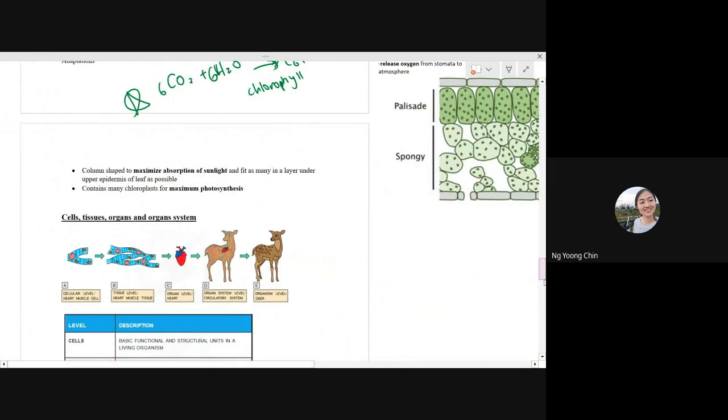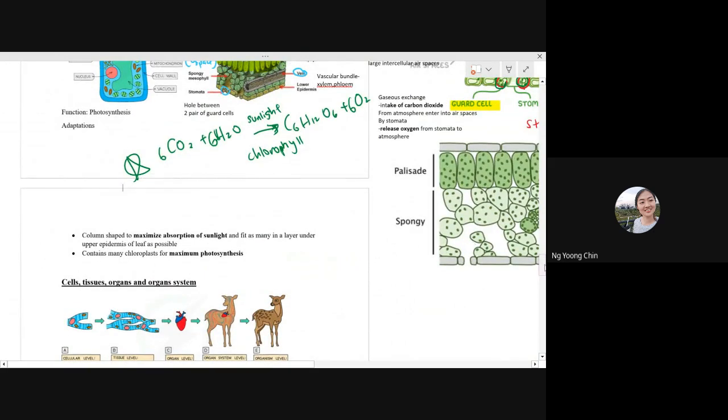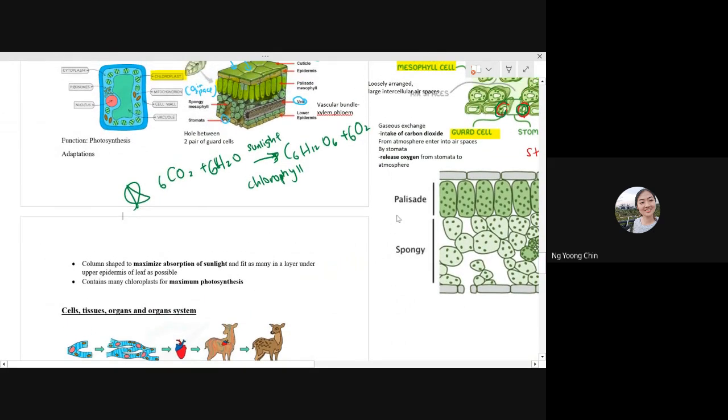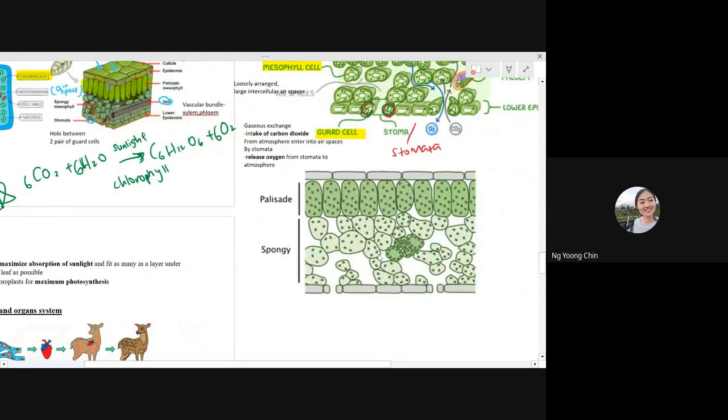Okay, so as you know, the palisade mesophyll cells have chloroplasts and they have the highest number of chloroplasts compared with the spongy mesophyll cells. They contain the highest number of chloroplasts. Spongy cells have a lesser amount, just a moderate amount of chloroplasts.